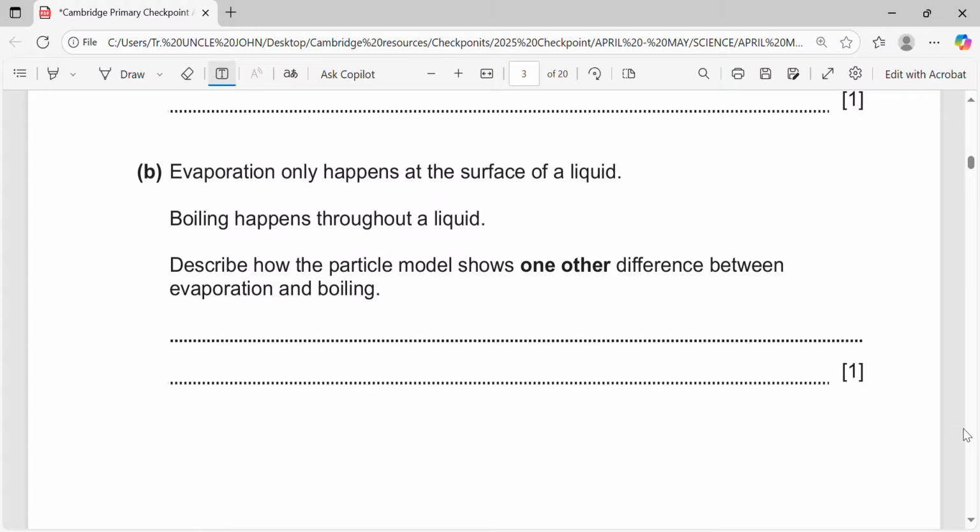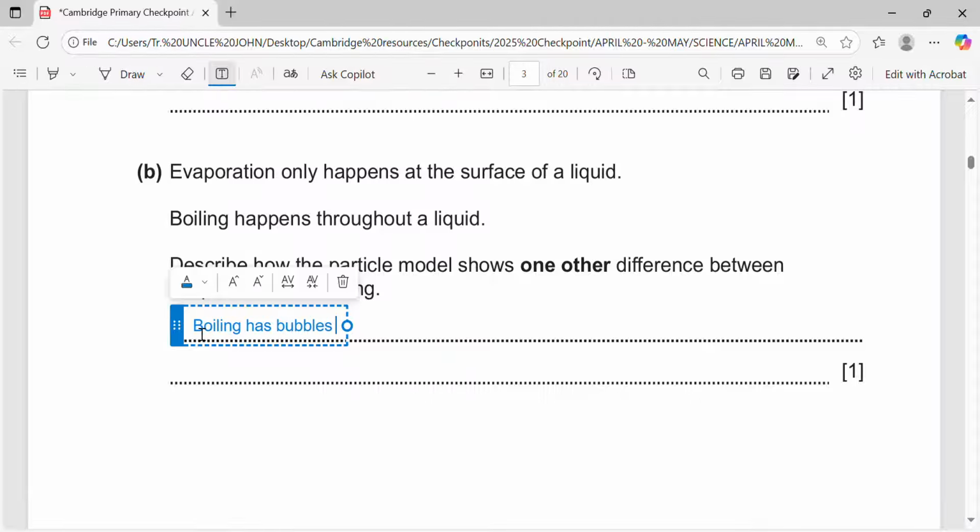B. Evaporation only happens at the surface of a liquid. Boiling happens through a liquid. Describe how the particle model shows one other difference between evaporation and boiling. Boiling has bubbles, or evaporation does not have bubbles.